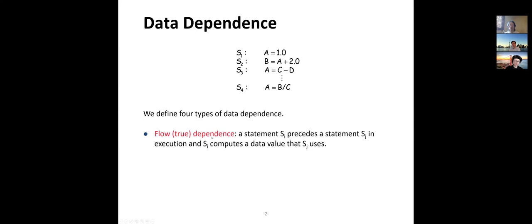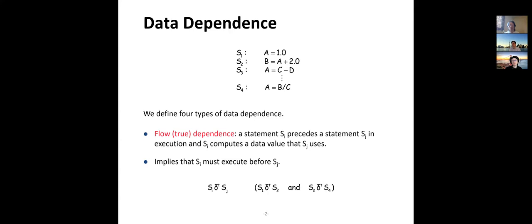First is the flow or true dependence. This is the easiest and the most important type of dependence. It is essentially when statement Si precedes a statement Sj in the execution, and Si computes the data values that are needed by Sj. So for example, A generated here would be needed here, right? This is a true dependence. This has to be followed by this. This is a true or flow dependence, or the flow graph dependence, okay? It implies that the instructions have to be ordered. Si must execute before Sj, okay?